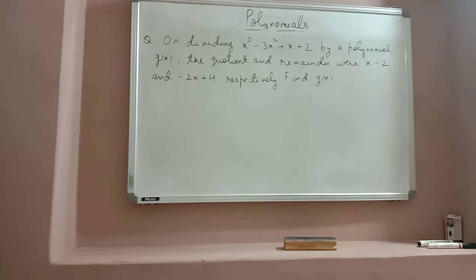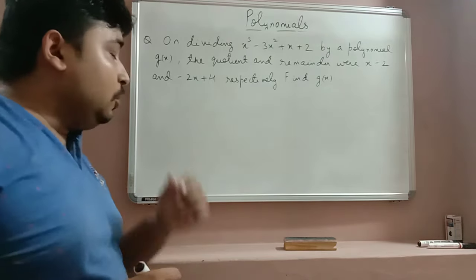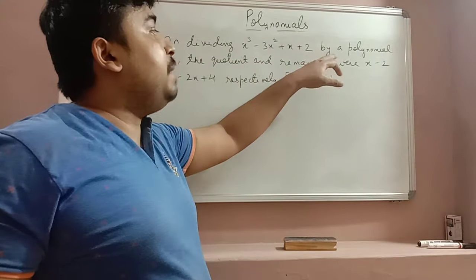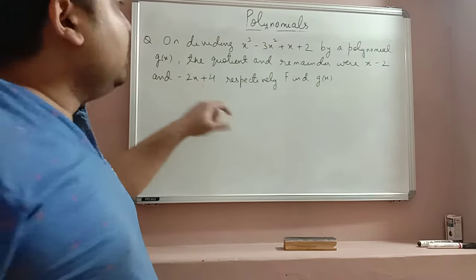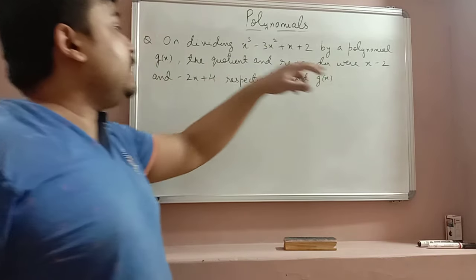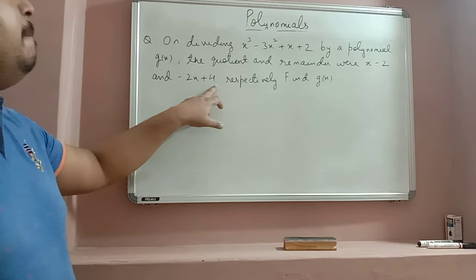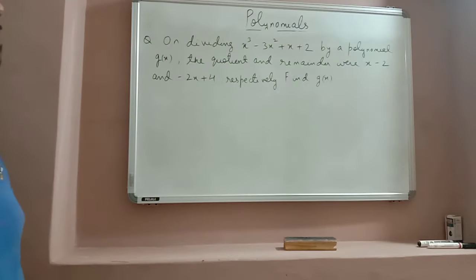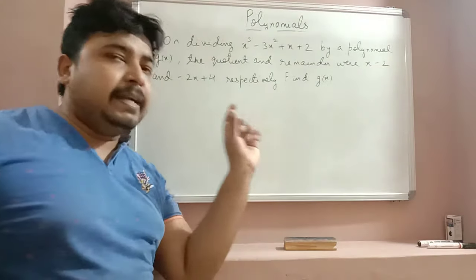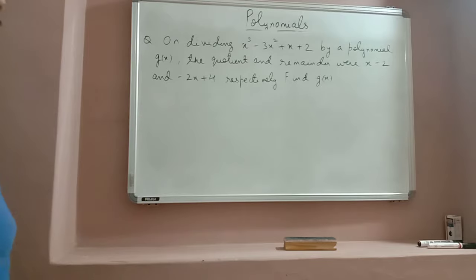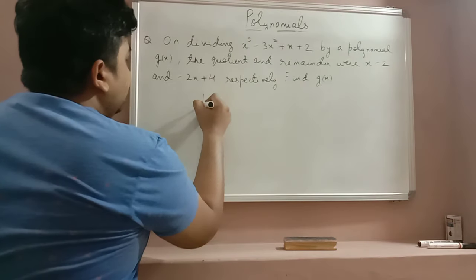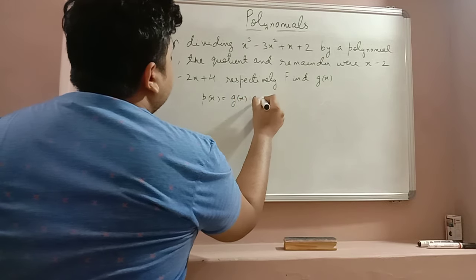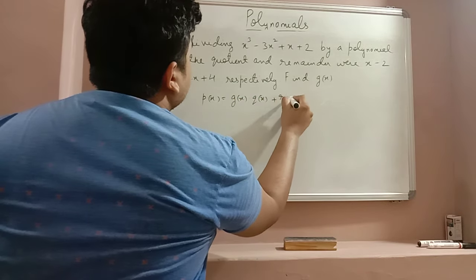Alright students, let's take up another question. The question says, on dividing x cube minus 3x square plus x plus 2 by a polynomial g of x, the quotient and remainder were x minus 2 and minus 2x plus 4 respectively. Find g of x. Now in order to solve this, we will just apply the statement of the division algorithm, which is p of x equals to g of x into q of x plus r of x.